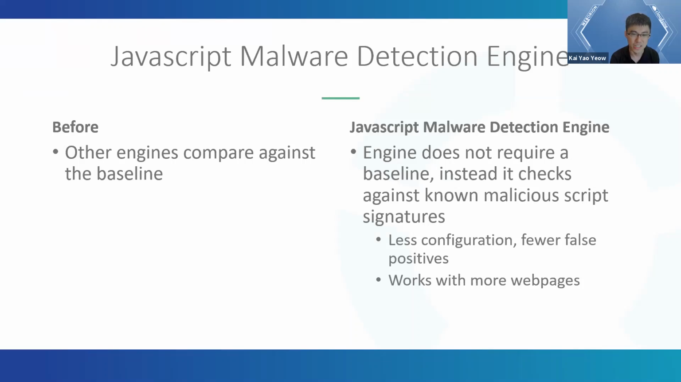With the JavaScript malware detection engine, because we check against a known list of bad script signatures, right, malicious signatures, you don't have to capture this baseline. It always checks against these known malicious script signatures. As you saw earlier, to enable it, it's just a checkbox. You just tick the checkbox, and then you can enable it. So there's less configuration, and because of this, it will work with more types of web pages, right? And it can tell you whenever there is JavaScript malware on the page itself.